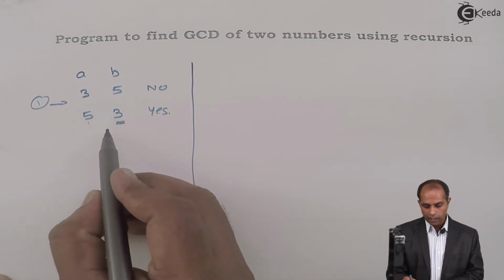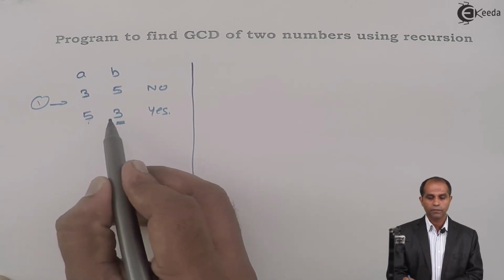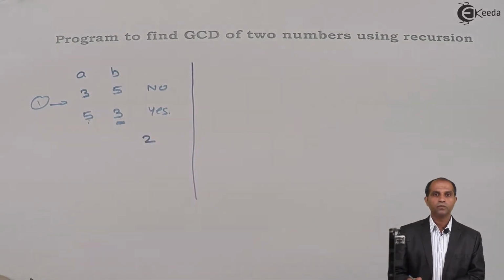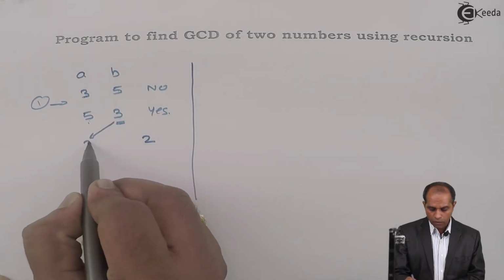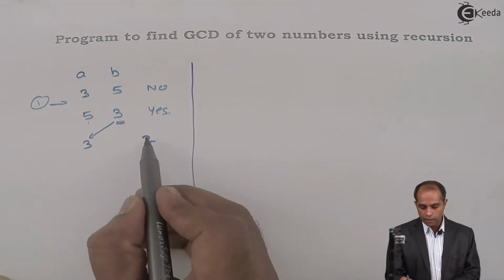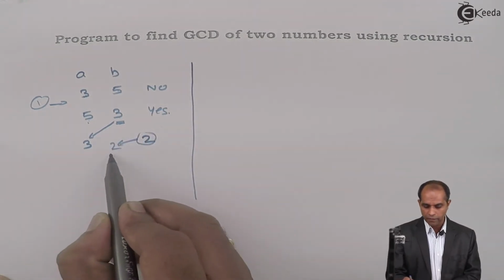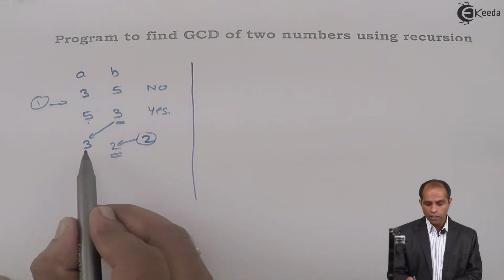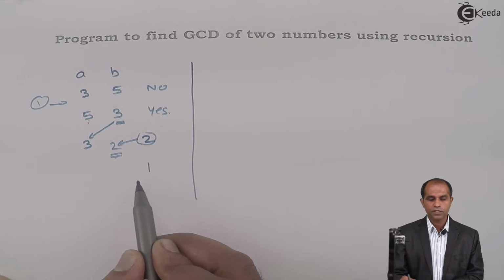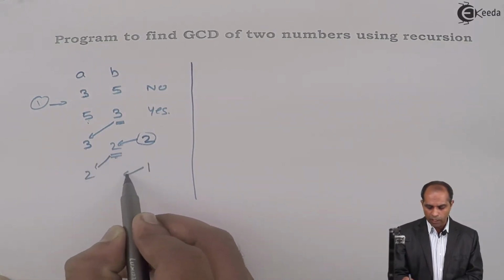You said that you will be modding these two numbers. Mod these two numbers, 5 mod 3. What is 5 mod 3? 2. So replace the smaller number with the larger value, and the replacement of the second number is this 2. Again check, is this 0? No. Again you modded 3 mod 2, the answer is 1. So this will now be its new replacement, and 1 comes to this particular place.